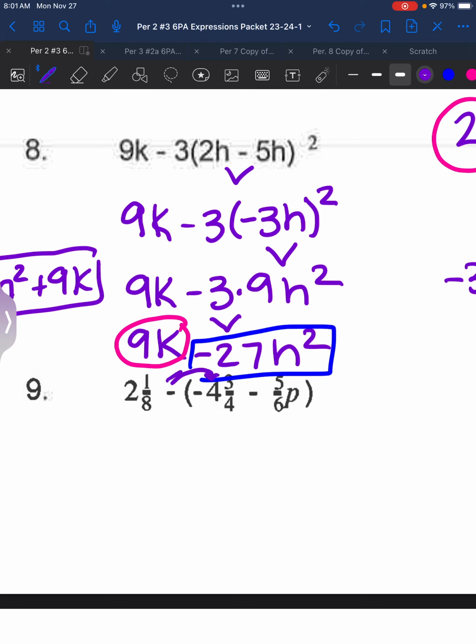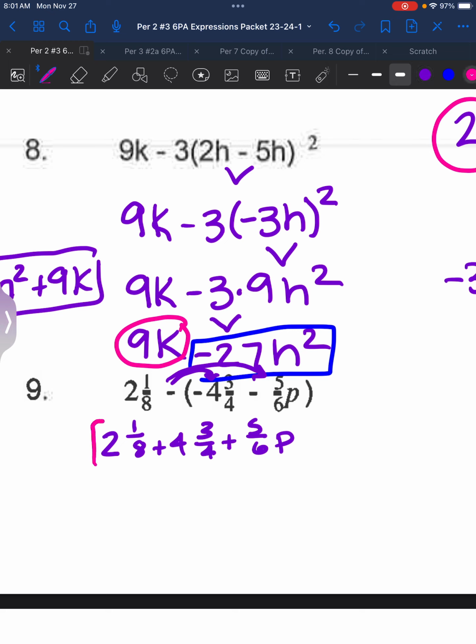I know I'm writing on top of my previous problem, sorry about that. Drop down my 2 1/8. The opposite of negative 4 3/4 is positive 4 3/4. Opposite of negative 5 6p is positive 5 6p.